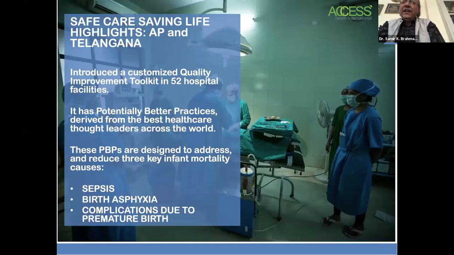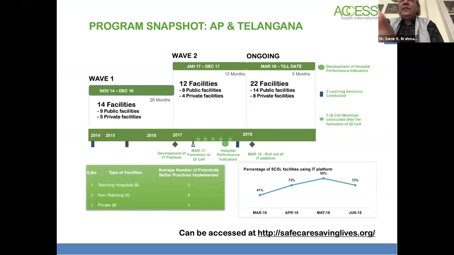So Access Health International, I was an advisor. We looked at the birth data for Telangana, next slide, and Andhra Pradesh. And we looked at it at pilot scale, at least about 50 hospitals and systems, to see how we can capture the data. The data was captured. Next slide.